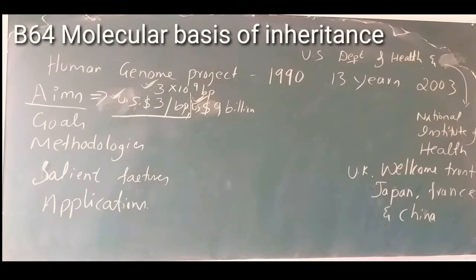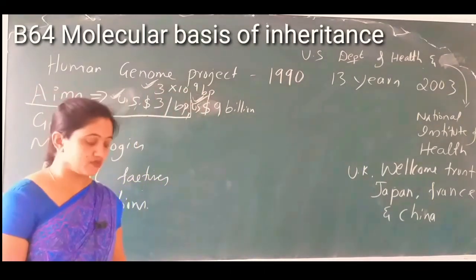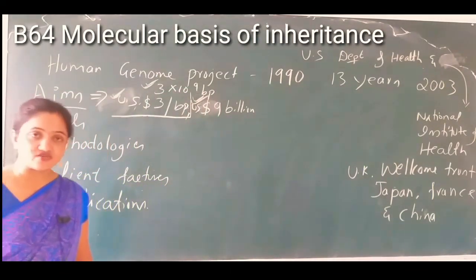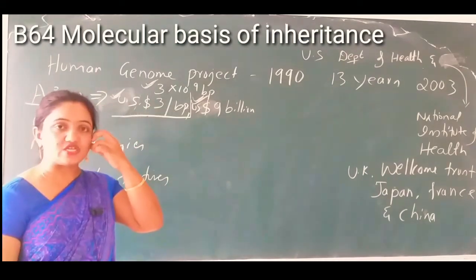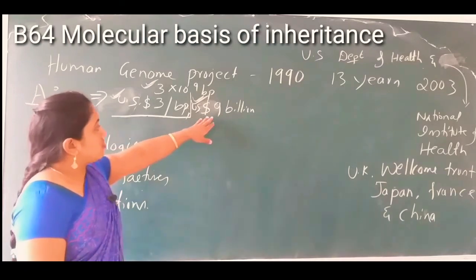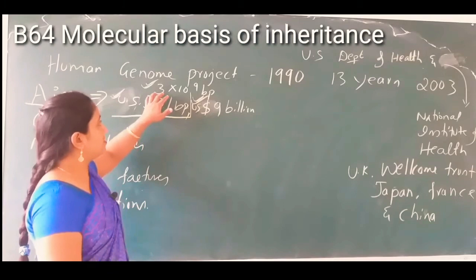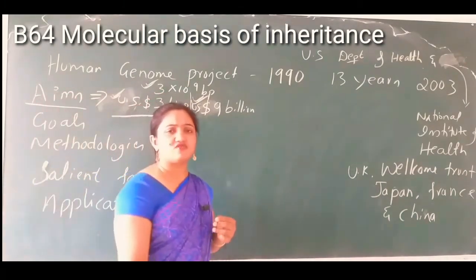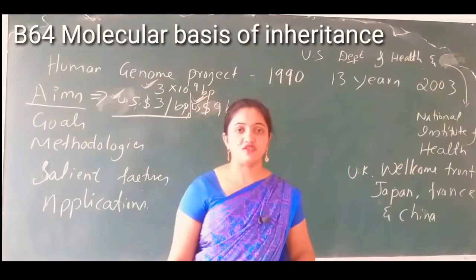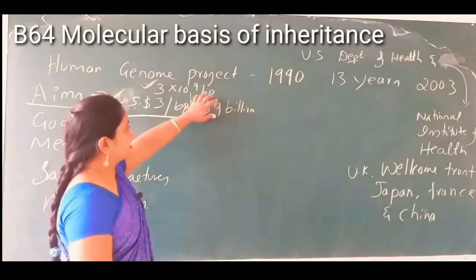So these are the other countries who came forward to help this project. Okay, so this is the introductory part, and now we are in the aims of the Human Genome Project. It cost $9 billion to sum up the total base pairs. At that time, there was not much advanced technology to store, retrieve, and analyze the base pairs.